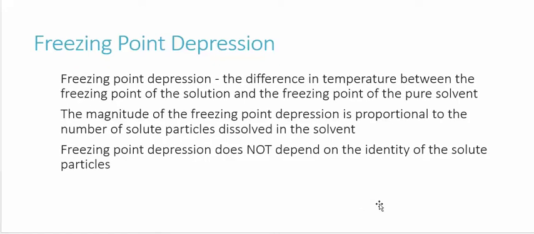Freezing point depression is the difference in temperature between the freezing point of the solution and the freezing point of the pure solvent. If we're looking at water, water freezes at 0 if it's just pure water. If I add something to water, the freezing point will decrease below 0 degrees Celsius. Now, the magnitude of the freezing point depression is proportional to the number of particles because it's a colligative property. It does not depend on the identity of the solute particles.